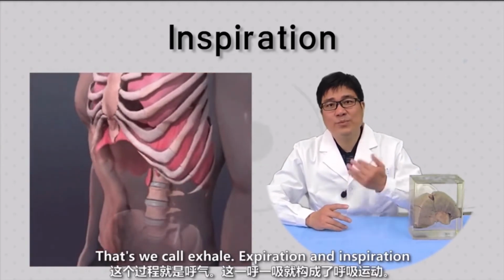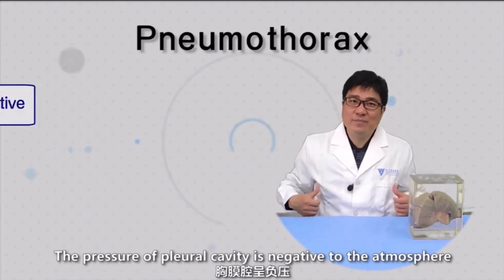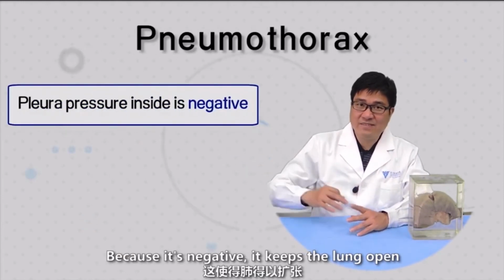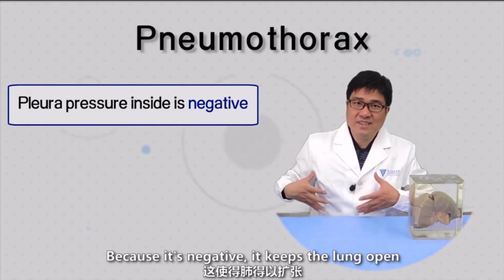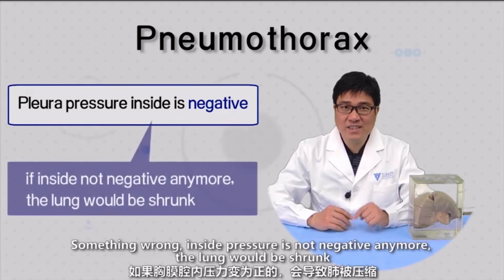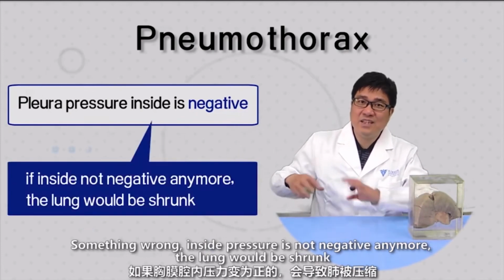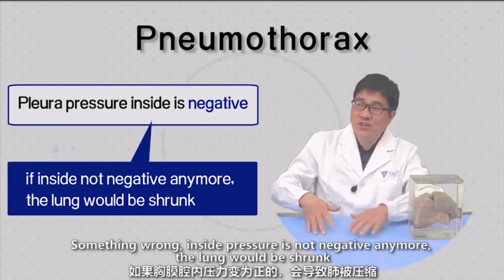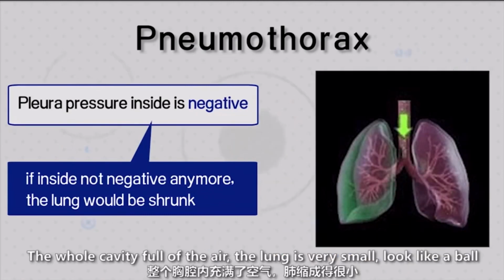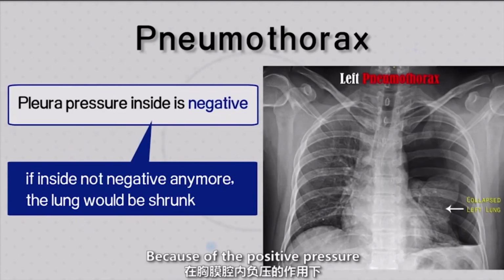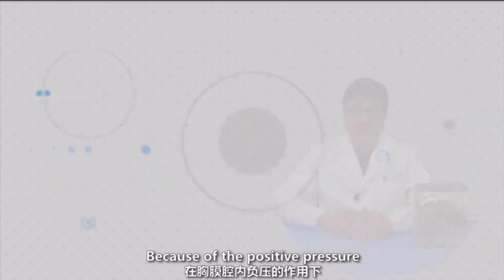In expiration and inspiration, the pleural cavity pressure is negative relative to the atmosphere. Because it is negative, it keeps the lung open. If something goes wrong and the pressure inside is no longer negative, the lung shrinks. The whole cavity fills with air and the lung becomes very small, like a ball, because of the positive pressure.